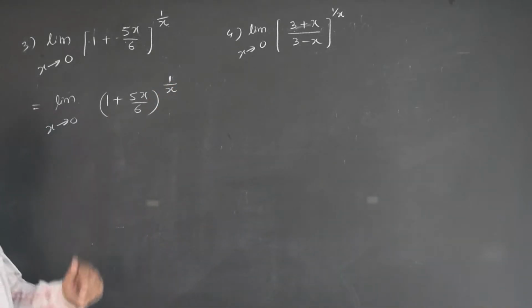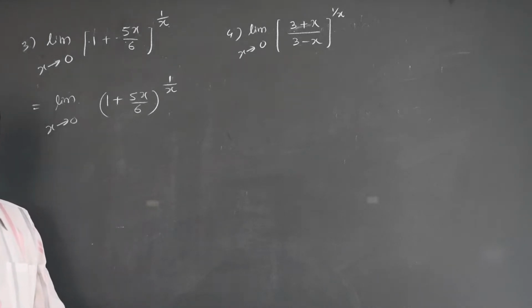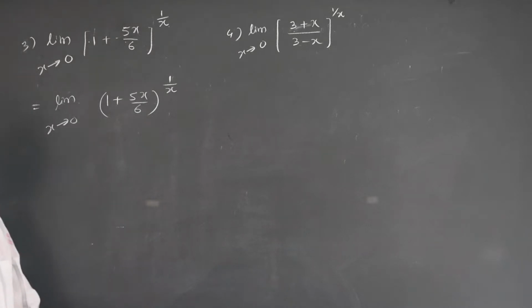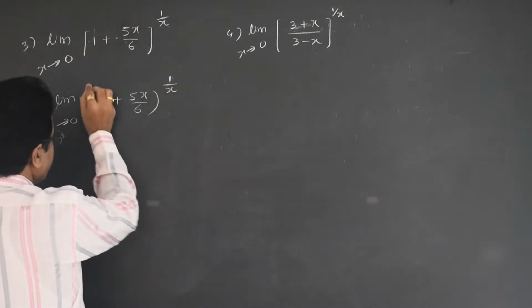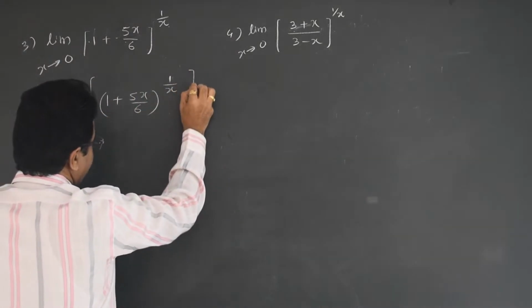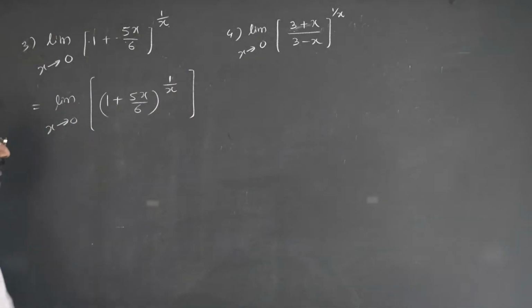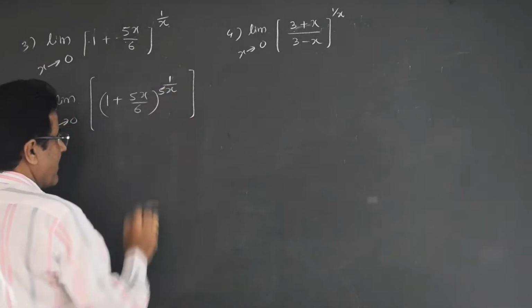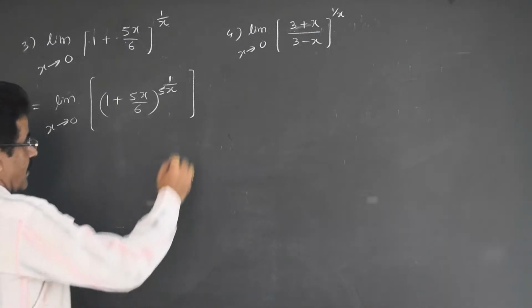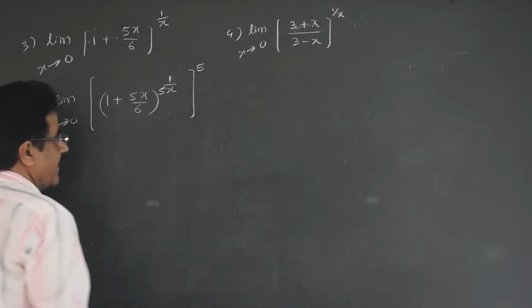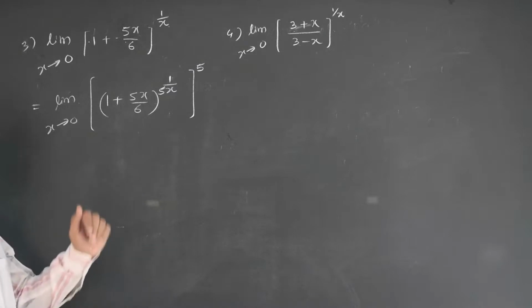Now it is 5x upon 6. So we need here the same term, the same coefficient in the denominator of the index. In other words, we have to do the adjustment in the indices. So let us multiply and divide by 5 in the denominator. So 5 must be taken in the indices, whole bracket raised to 5 now.